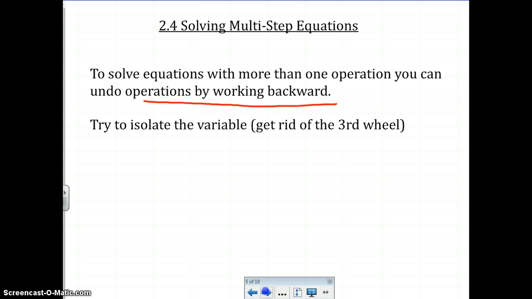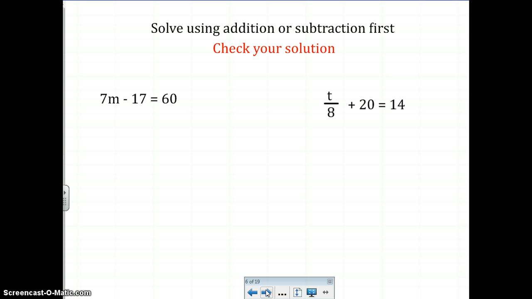We're trying to isolate the variable, or to get rid of the third wheel, so that we can then have a one-step equation. So if we number this as our first problem, 7m minus 17 equals 60. In this case, I can undo the addition or subtraction first to isolate the variable. So if I add 17 and I add 17, I now have 7m on the left side of the equation.